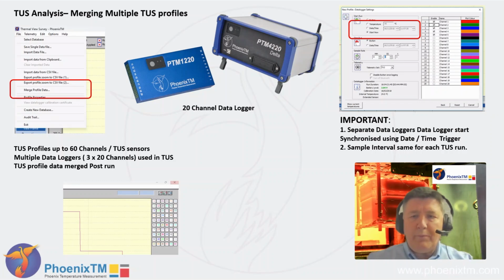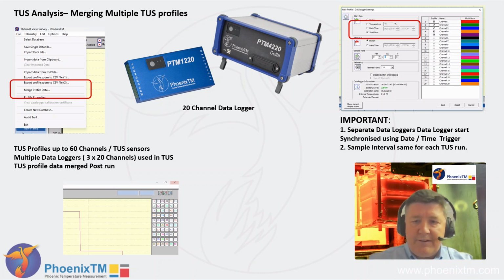When performing a temperature uniformity survey, Phoenix temperature measurement can provide data loggers that provide, in individual units, the capability to measure up to 20 channels. It may be possible, though, that the furnace is so large that you need, to achieve AMS 2750, even more thermocouples to cover the furnace working volume.